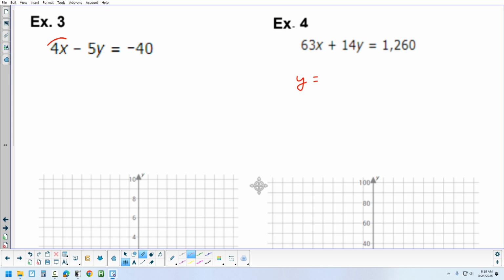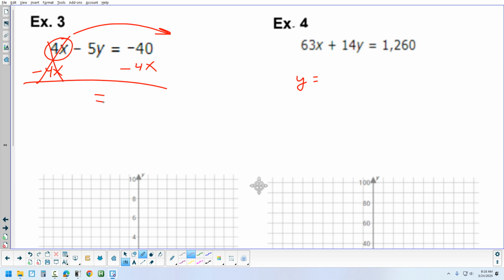This 4x needs to go on the other side. Then how would I move that 4x over to the right side? You would subtract it. You always do the opposite of whatever you see in your problem. So if you see a positive 4x, you're going to do a minus 4x on each side. When you do 4x minus 4x, that's gone.